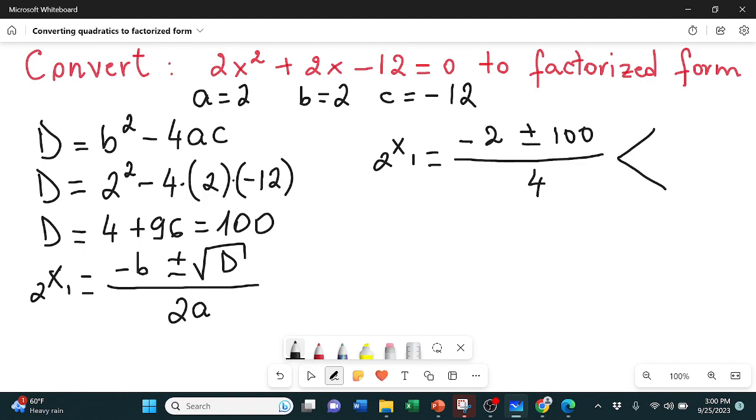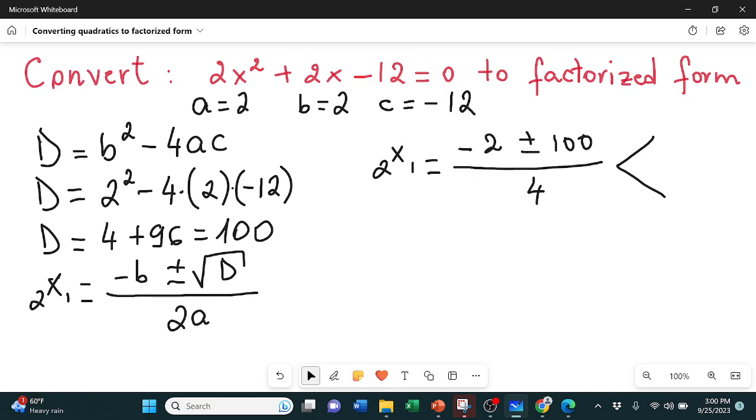The roots of the equation are: negative 2, and the square root of 100 is 10. Okay, so now negative 2 plus 10 is 8, divided by 4 is 2. Negative 2 take away 10 is negative 12, divided by 4 is negative 3.